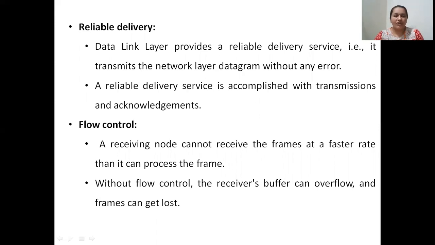The third function of the data link layer is flow control. The receiving node cannot always receive frames at a faster rate than it can process them. If it receives frames faster than its processing speed, its buffer will overflow and the frames will be lost. Hence, the data link layer makes sure that the sender and receiver operate at the same speed during data transmission, so that the sender sends frames at a speed which is manageable by the receiver.